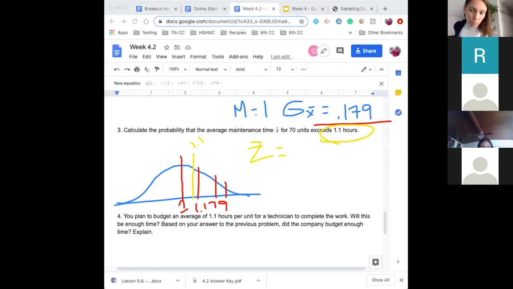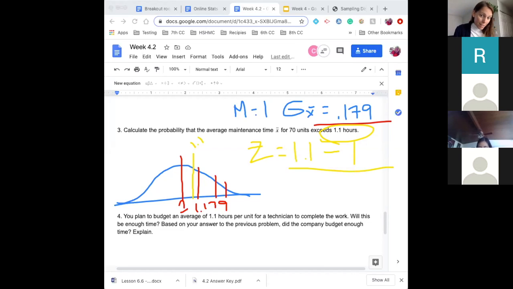Wait, you mean how to find it, or the table? How do we find it? We are definitely going to use the table, Ion, but we can't get there yet because we don't have a z-score. Isn't it x minus mean divided by standard deviation? Yeah, it is. It's 1.1 minus our mean, all divided by what?